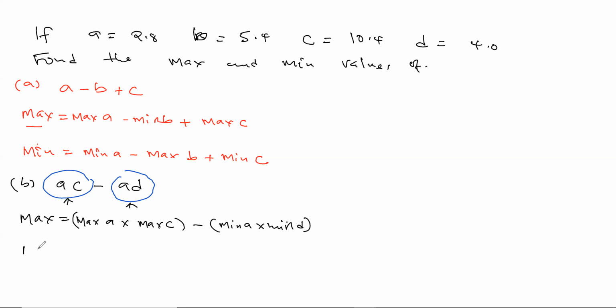Same question. If I wanted to get the minimum of this statement here, I'll take the minimum of what is on the left. So it will be minimum of A times minimum of C, then minus. On the right, I'll take the maximums, which will be maximum of A times maximum of D. So. I'll do one more example.